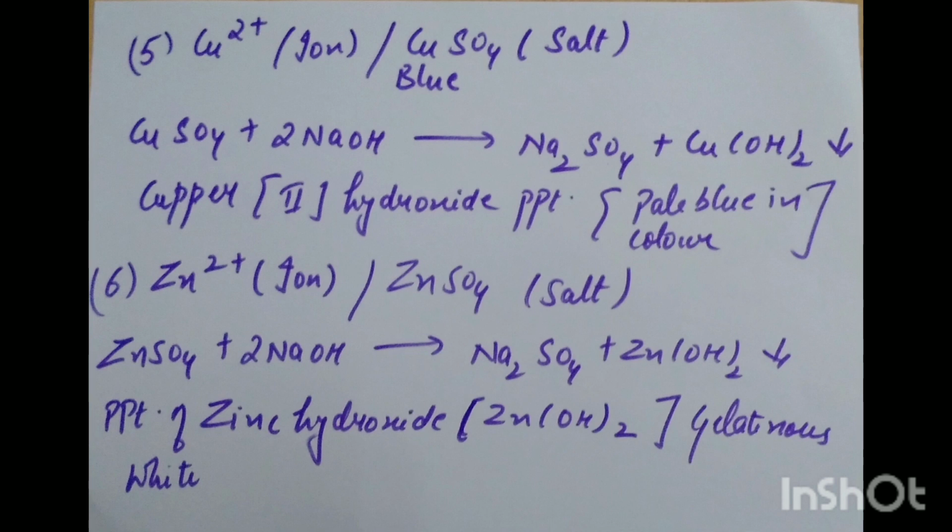Then the next reaction is for the zinc ion from the salt zinc sulfate. When we deal zinc sulfate with sodium hydroxide, we are going to obtain sodium sulfate along with zinc hydroxide, and here the color becomes gelatinous white because of the presence of the precipitate of zinc hydroxide.